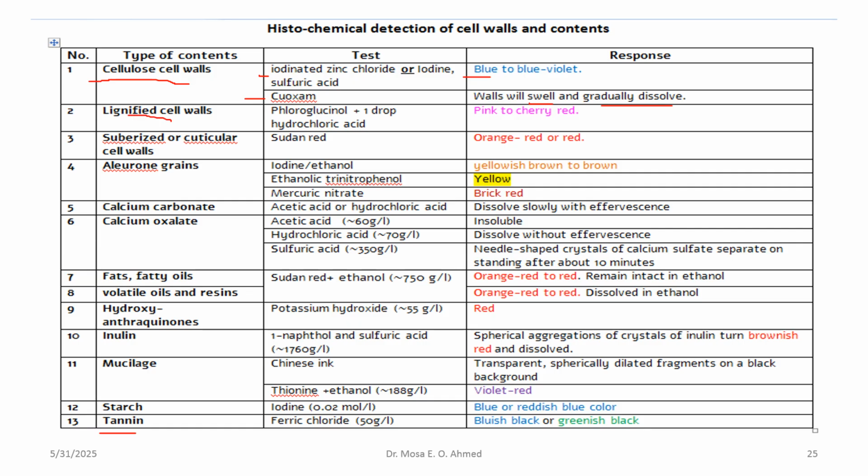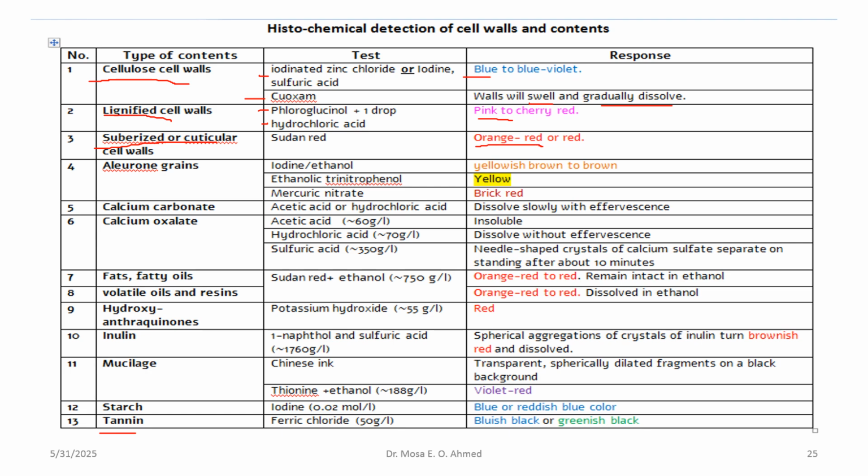Lignified cell walls that contain lignin can be stained by using phloroglucinol reagent and HCl, and with phloroglucinol the lignified cell wall gives a pink to cherry red color. Suberized and cutinized cell walls can be tested by Sudan III reagent. They give a red or orange red color.